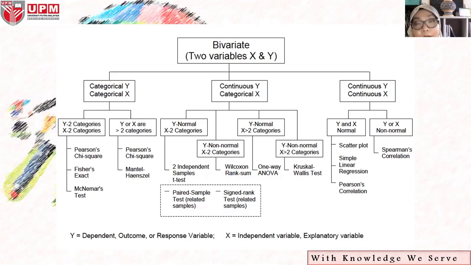The second one is bivariate, in which the analysis includes only two variables. By the name, bi means two. Examples of analysis under bivariate include Pearson chi-square, Fisher's exact, McNemar test, Mantel-Haenszel, two independent sample t-test, Wilcoxon rank sum, one-way ANOVA, Kruskal-Wallis, scatter plot, simple linear regression, Pearson correlation, and Spearman rho. These are examples.